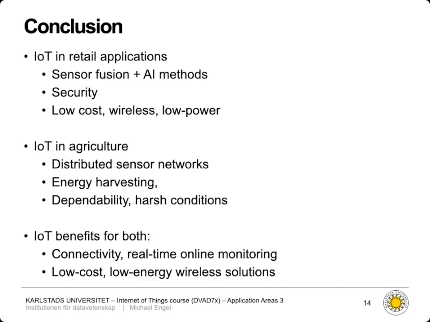So essentially, these challenges here are a bit different from retail, but nevertheless, I guess they fit in with the whole IoT problem area we've discussed so far. So IoT still provides benefits for both of these areas too. So you have connectivity, you can have real-time online monitoring, you know what's going on either in your shop or in your fields or in your stables, and you need low cost, low energy wireless solutions.